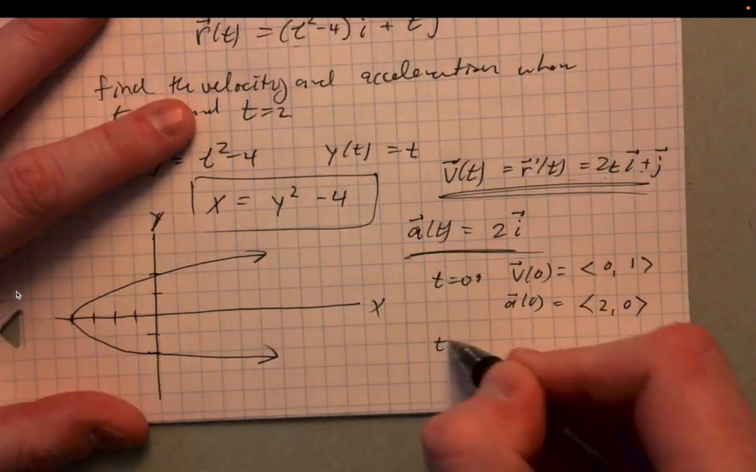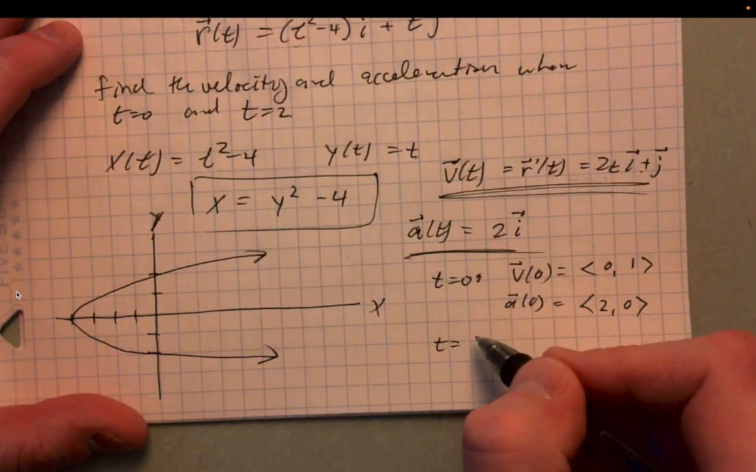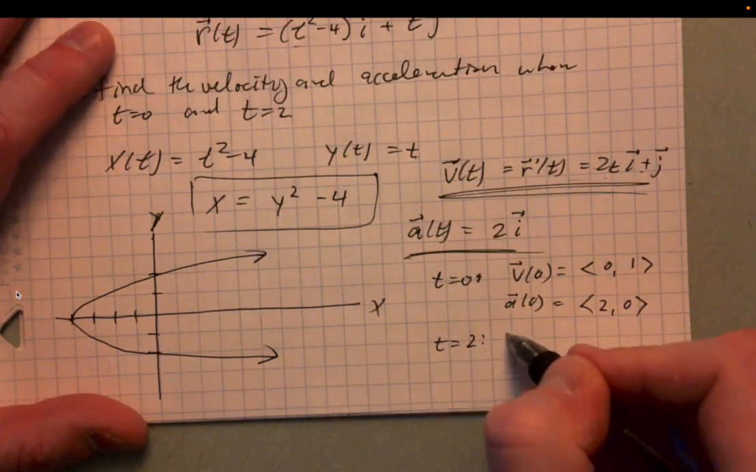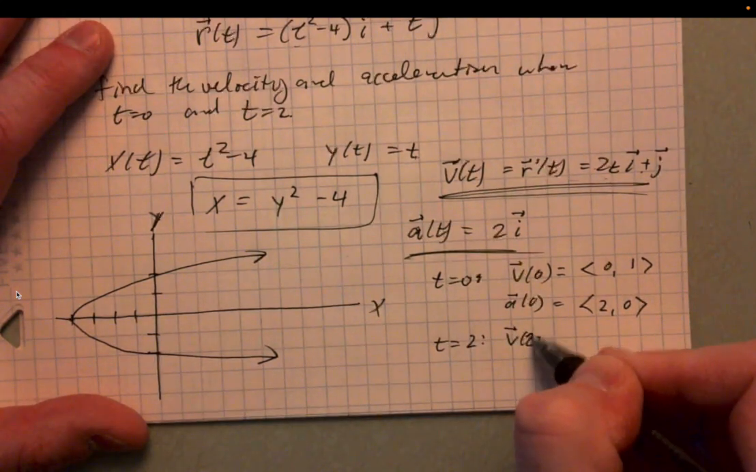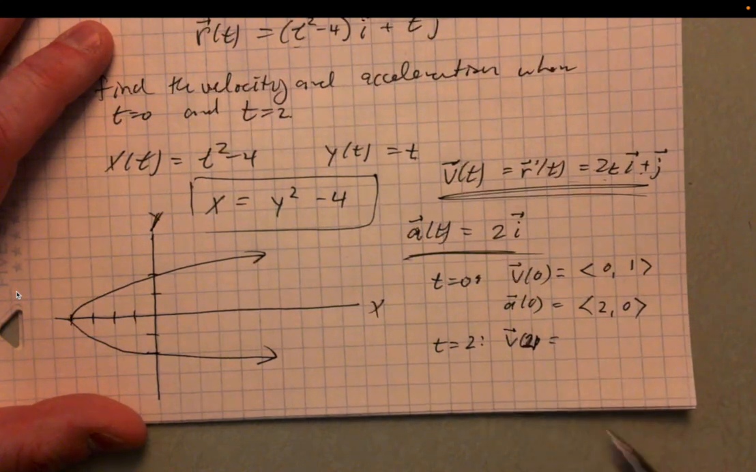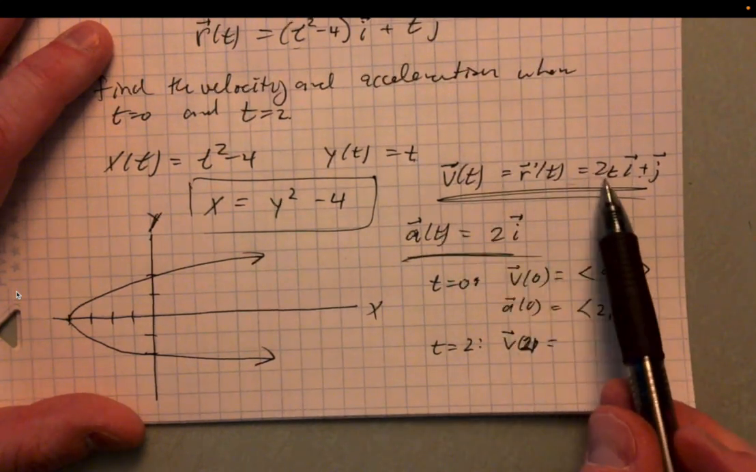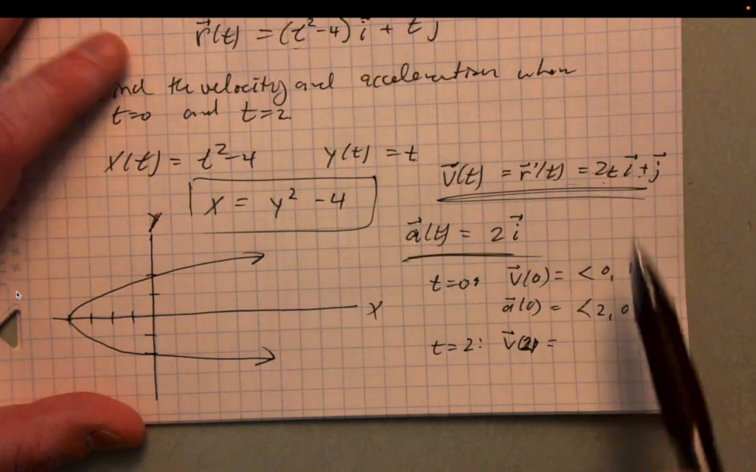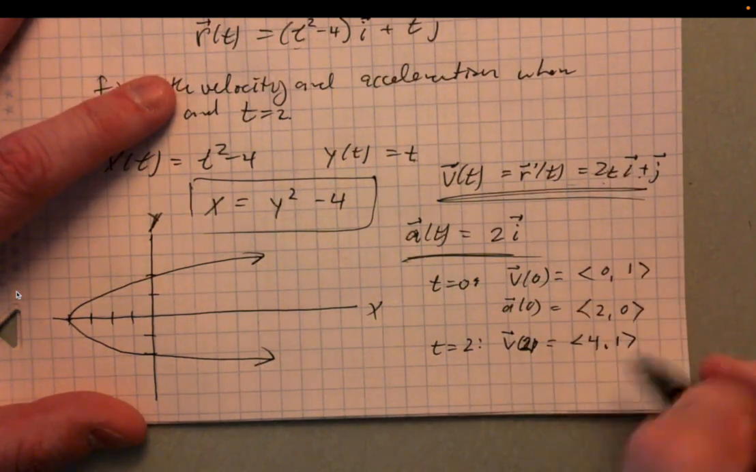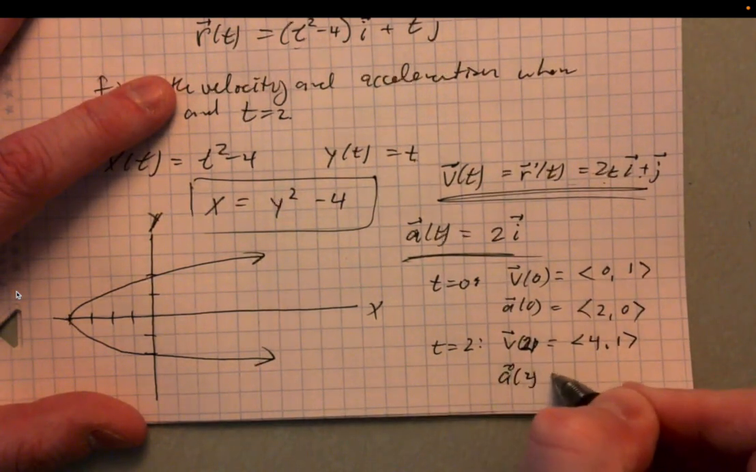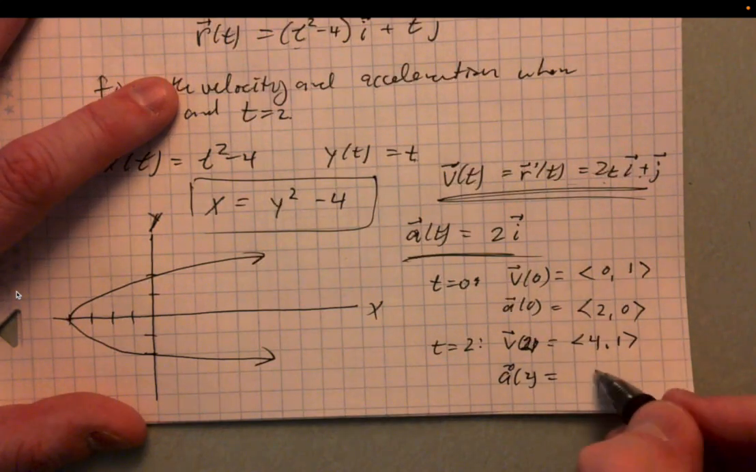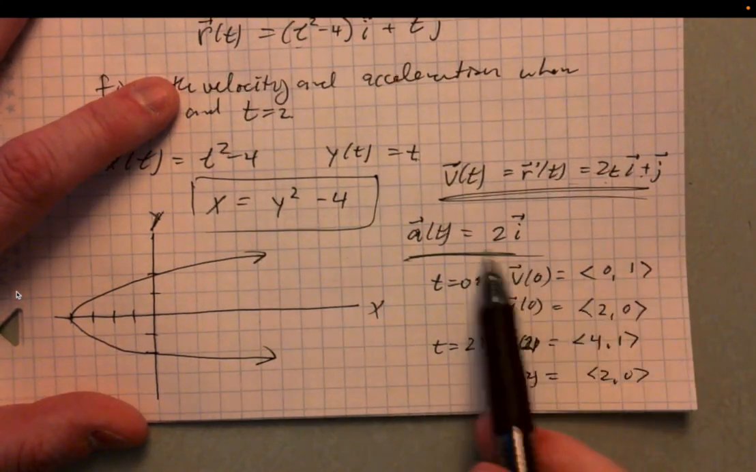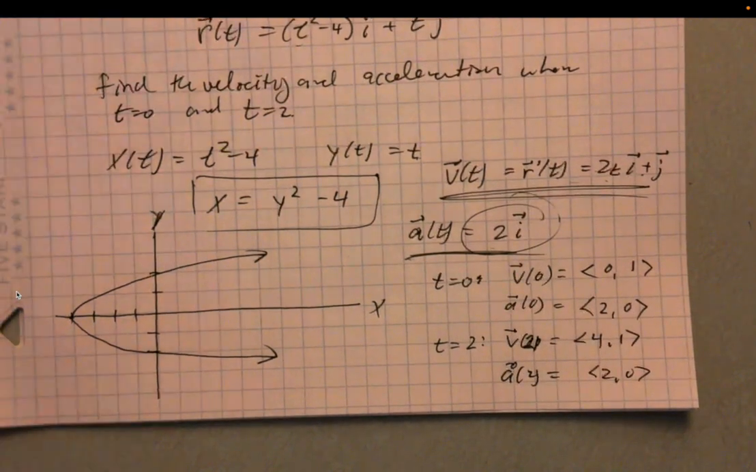Okay. And then t equals, what was the other one that we needed? t equals 2? Yep. Velocity at time 2 is equal to 2 times 2, so 4, 1. And the acceleration at time t equals 2 is, again, constant, 2, 0. So you can see that the acceleration is constant here, right? Because the vector equation is just a constant value, 2 times i. Right? So the acceleration here is constant.